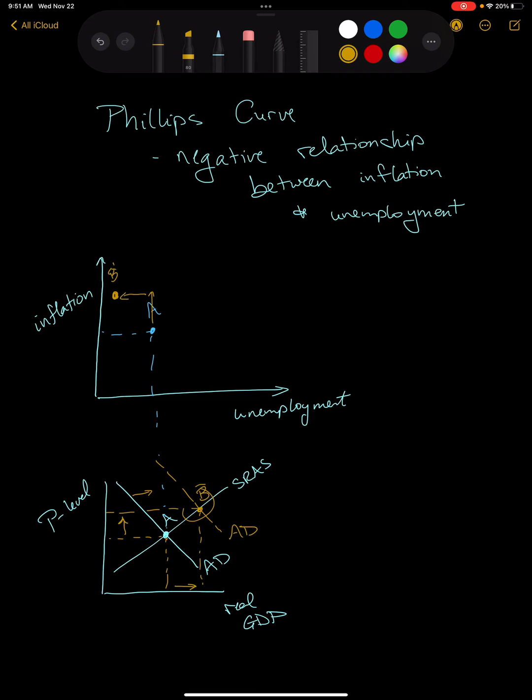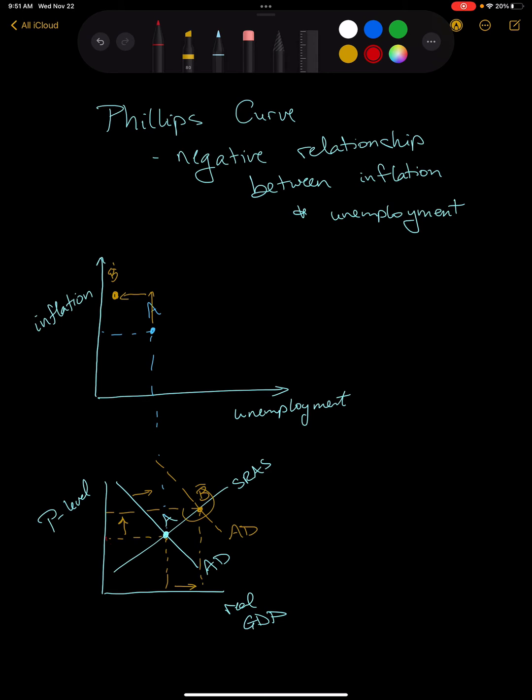I'm going to call that B prime there just so that you can see that they're not lining up, right? It's not about lining up. It's about getting the intuition that as aggregate demand increases, we have higher inflation and lower unemployment. What happens if aggregate demand were to decrease?